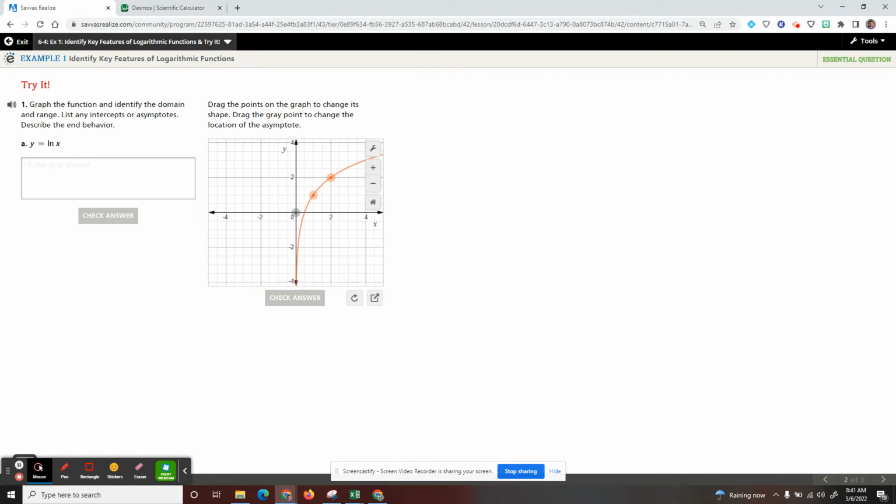All right, there's going to be 2 graphs to try. So why don't you pause it here and then come back and check, and then we'll do the same thing for the second try it example.